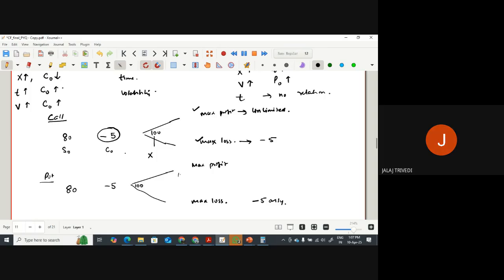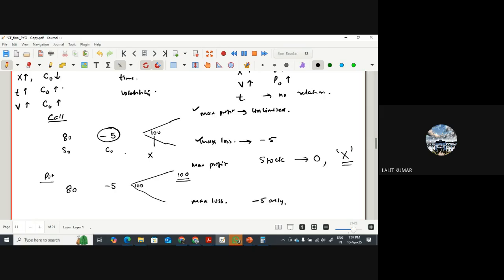No, it cannot be determined, is it? 20, right? Maximum profit can be 100 only. The stock cannot go in negative. So stock can go only up to 0. So if it goes to 0, how much money I get? 100 rupees. Okay, so my maximum profit is how much? It is the strike price. Okay, and maximum loss is -5.